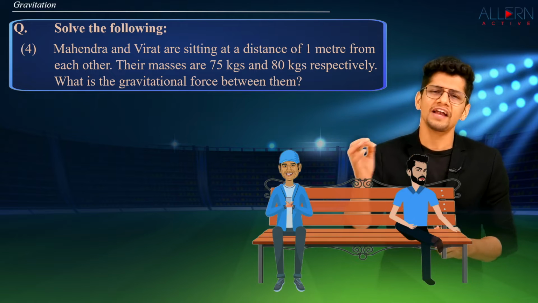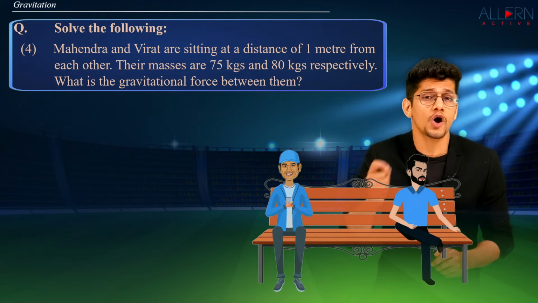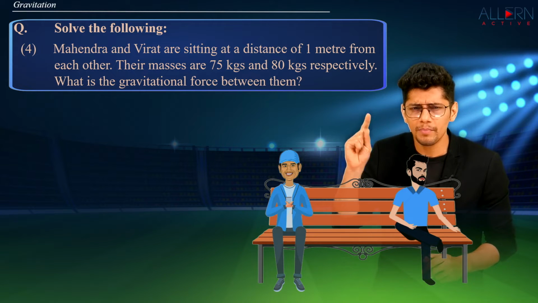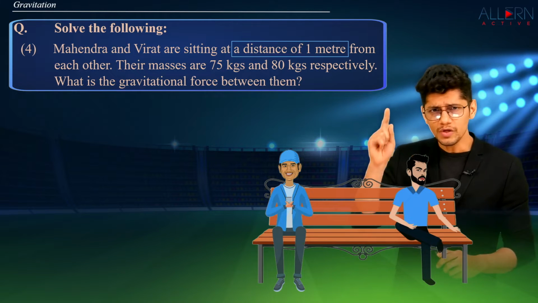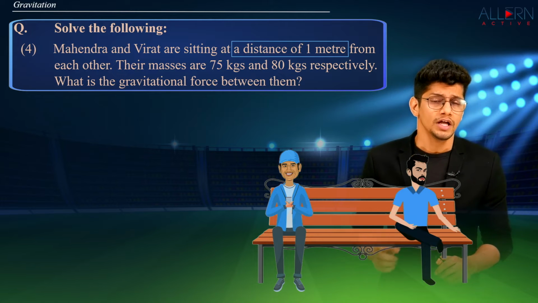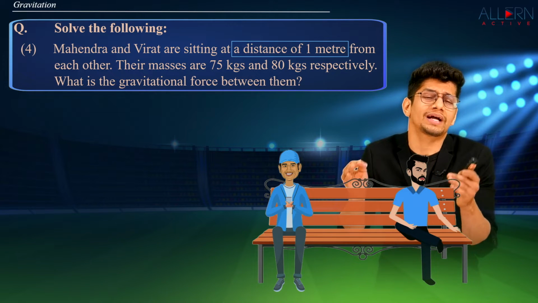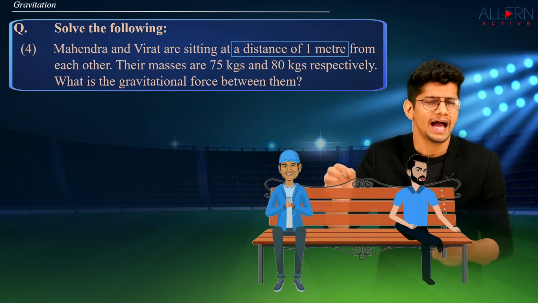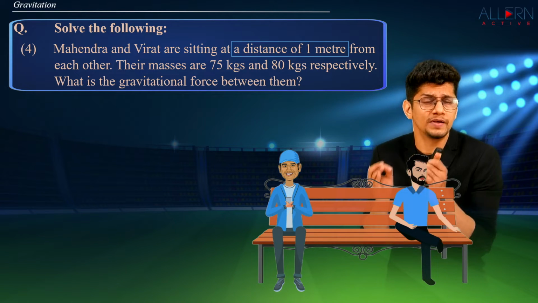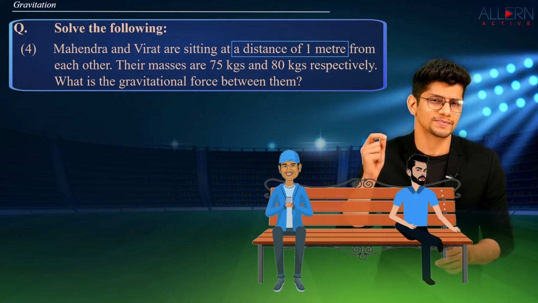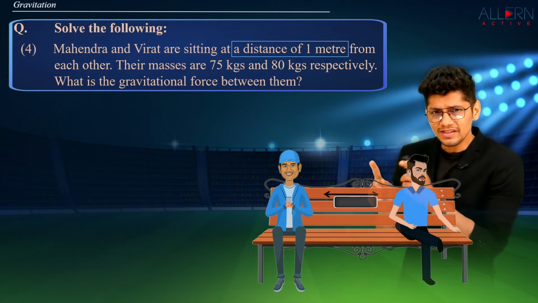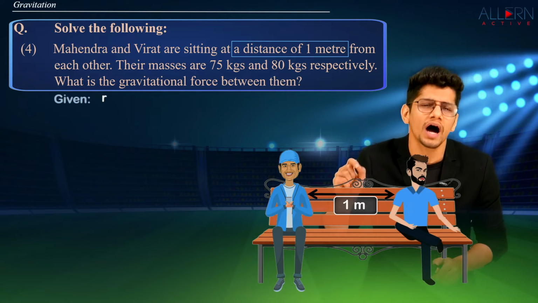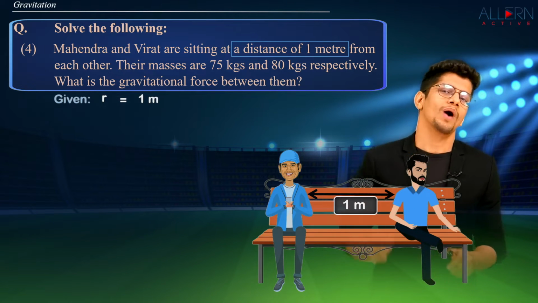Now, Mahendra and Virat are sitting at a distance of 1 meter from each other. So, the moment we have a number, we stop over there. Here you can see we have a distance of 1 meter. From that number, we are supposed to crack a given data. So, what is given to us? Distance, right? And in this chapter, we know that the distance between the two objects is denoted by small letter r. So, here the distance between them is 1 meter. So, in the given data, we'll write small r is equal to 1 meter.